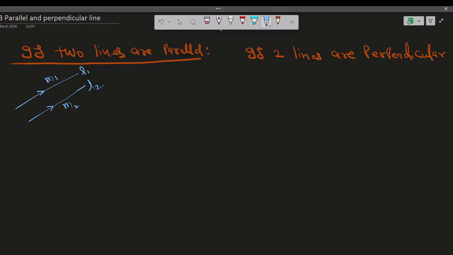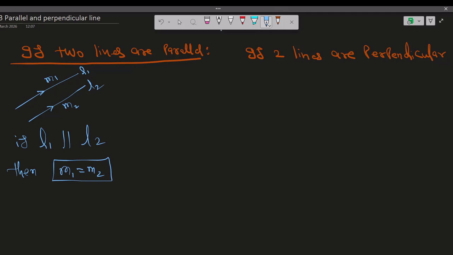Just by visualization, we can use this property: if two lines are parallel, their gradients are equal. So I am writing this as a result. If L1 is parallel to L2, then the gradients of those two lines will be equal. M1 equals M2. This is about L1 parallel to L2.